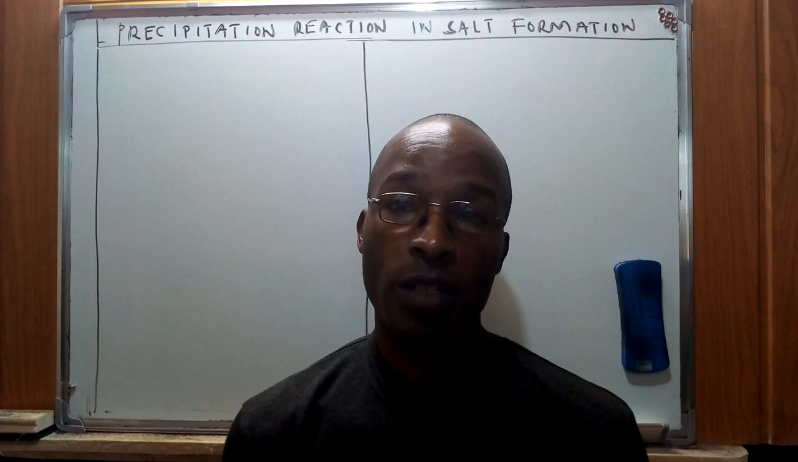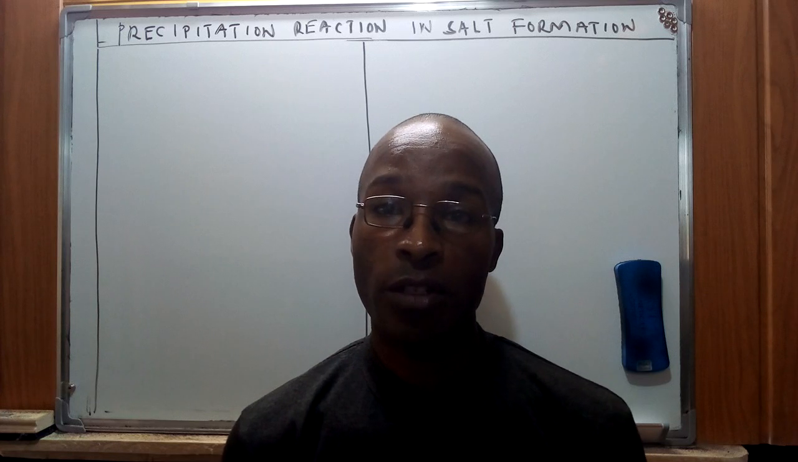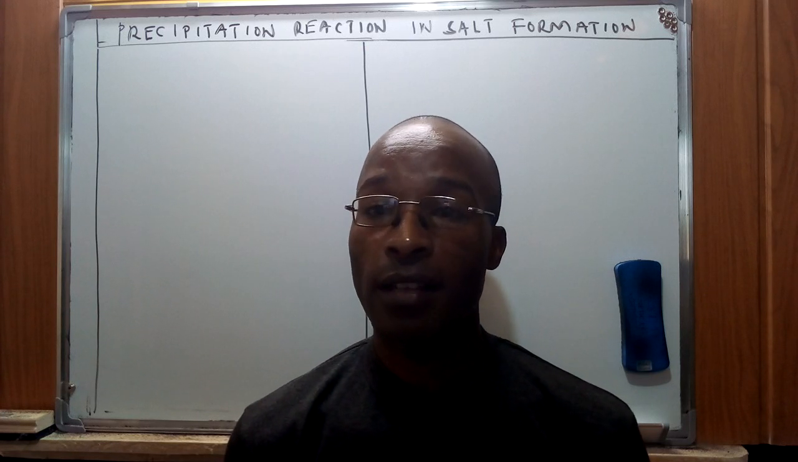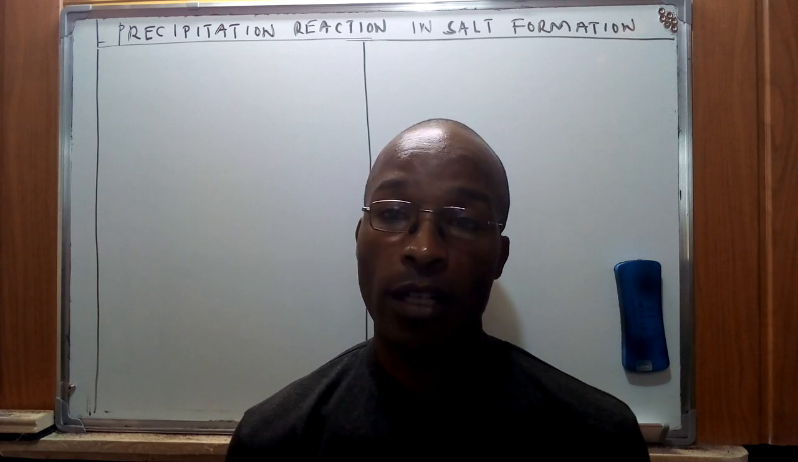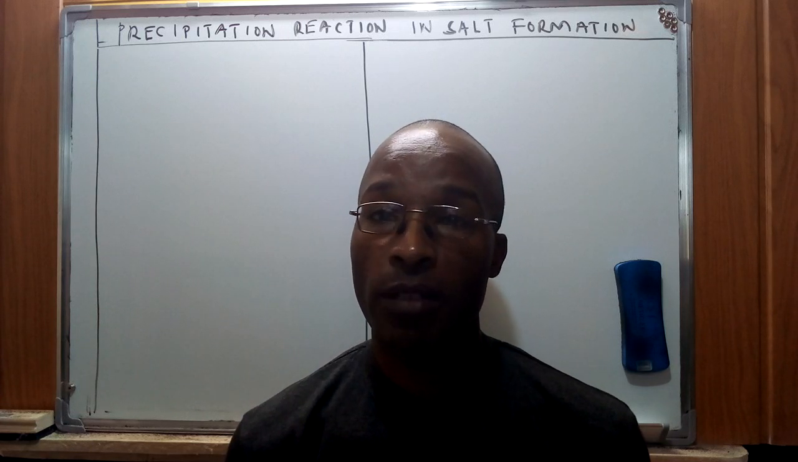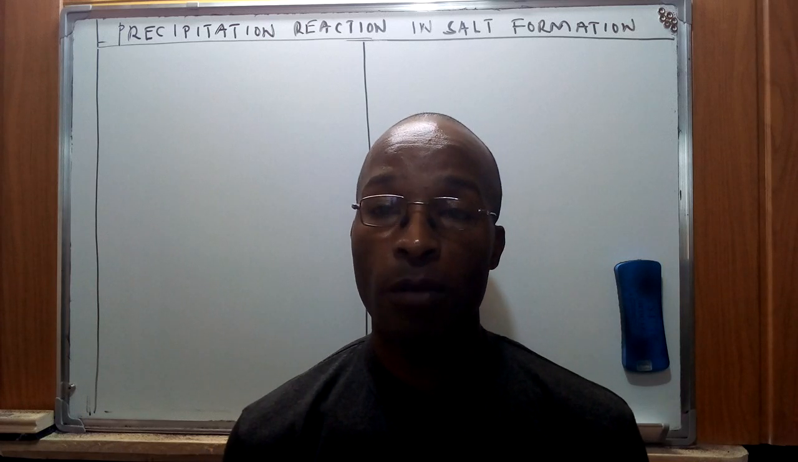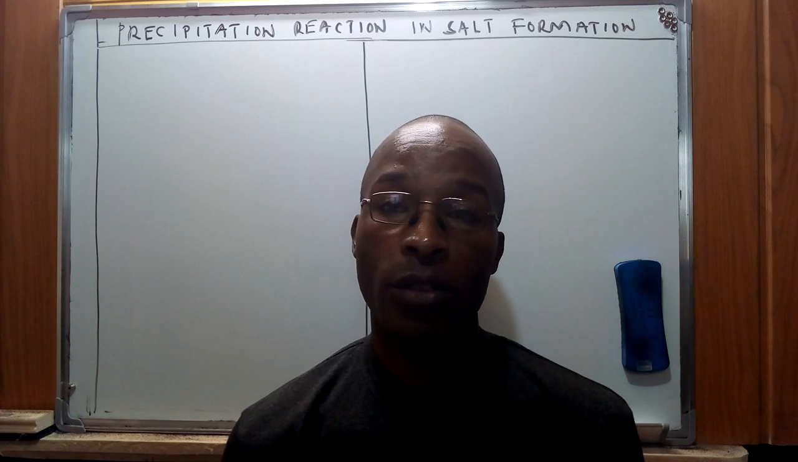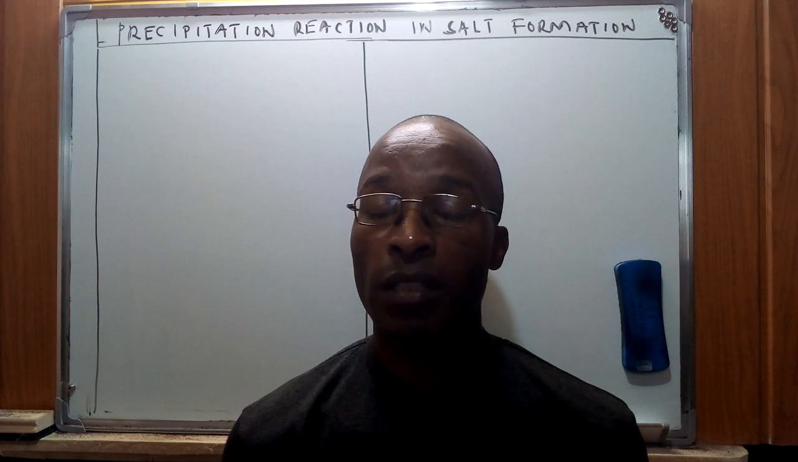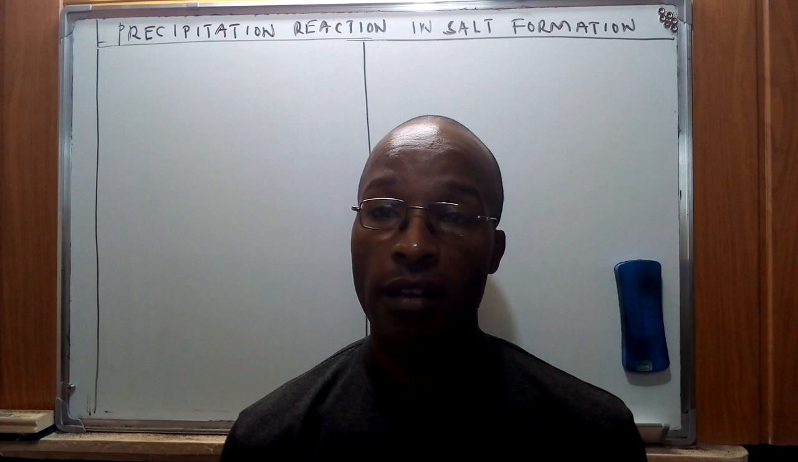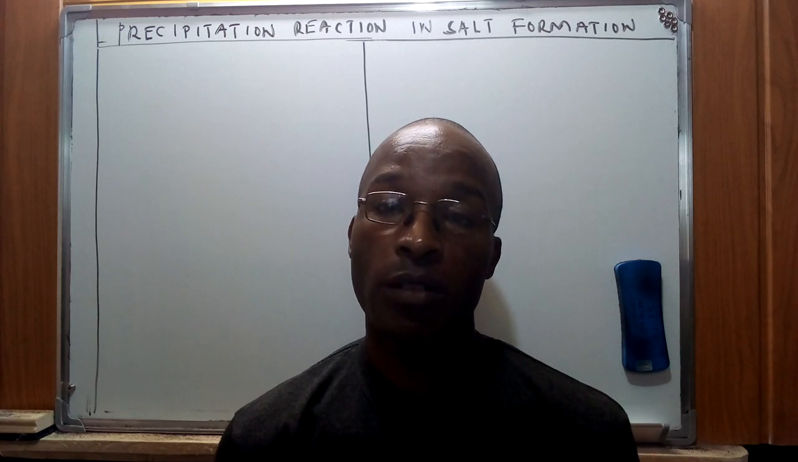Our discussion for today is going to be the precipitation reaction in salt formation. This is one of the ways, among others, that we're going to look at in trying to figure out how we can obtain salt. There are other processes that you've already discussed, maybe in form of mentioning them, like the neutralization reaction that we talked about when we were discussing the concept of acid-base titration, and maybe an acid-metal reaction.